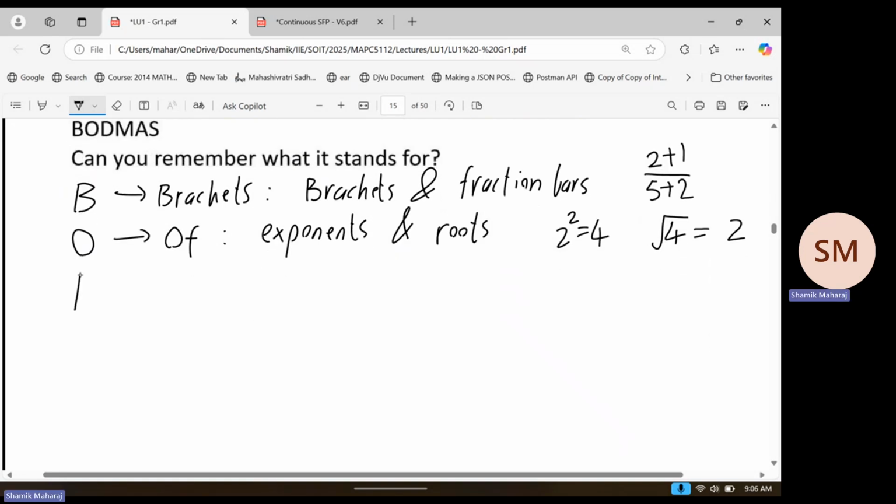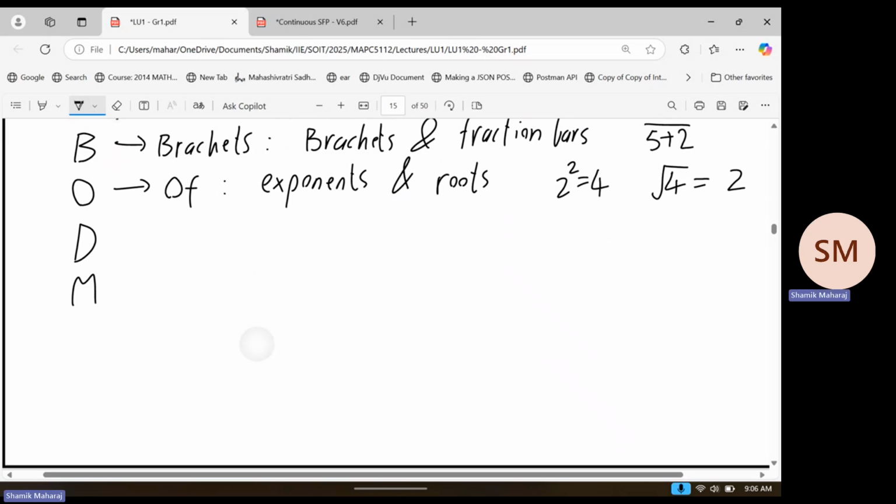The rest, everyone knows it. DMAS, everyone knows it's division, multiplication, addition, subtraction. But there's just one more nuance here that we need to be careful about. Can anyone tell me what that is?